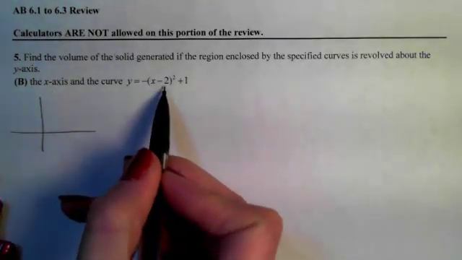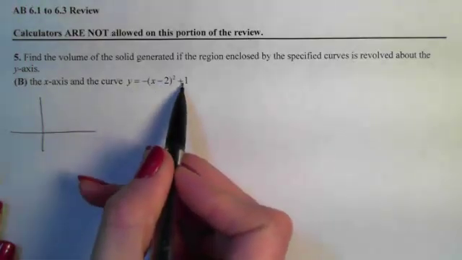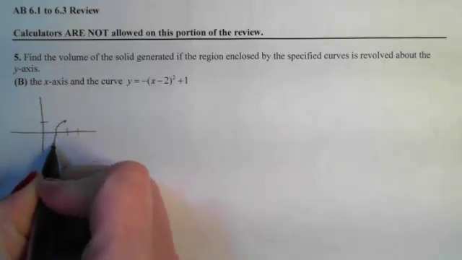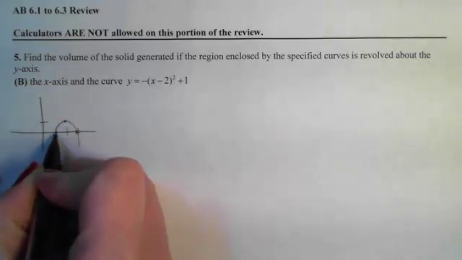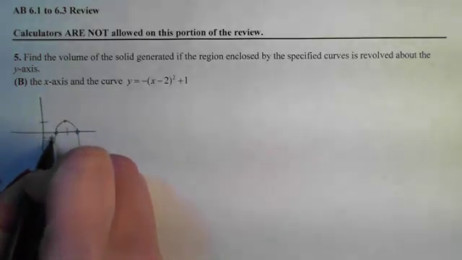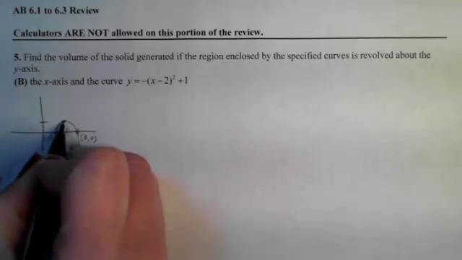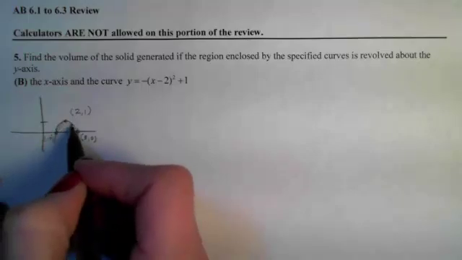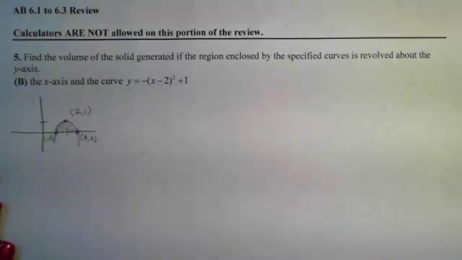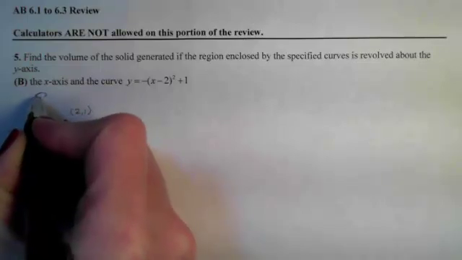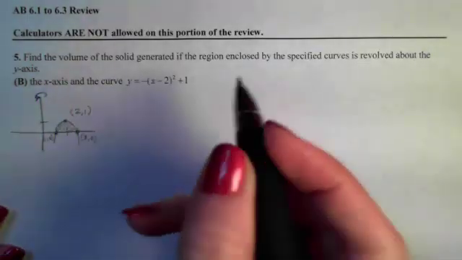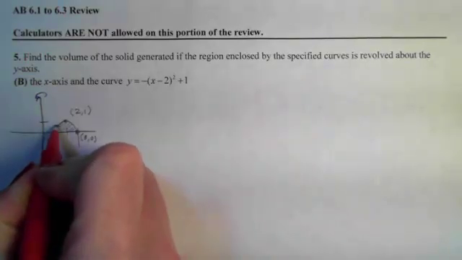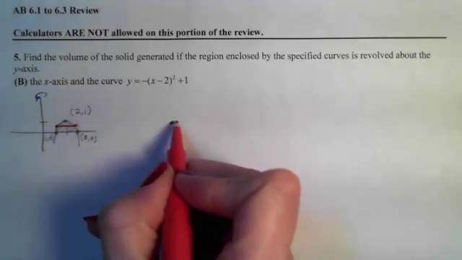So in this case, it is a parabola that opens down and has a vertex at 2, 1. So it will intersect the x-axis at 1, 0 and at 3, 0, and the vertex up here looks like it is 2, 1. So here's the region, and we're rotating around the line x equals 0. And the first thing we're going to do is cut horizontally so that we will create washers.